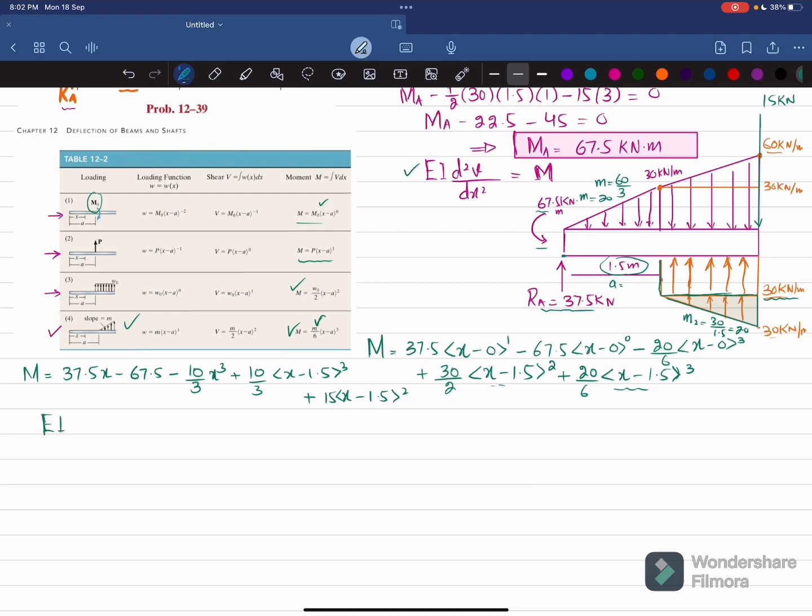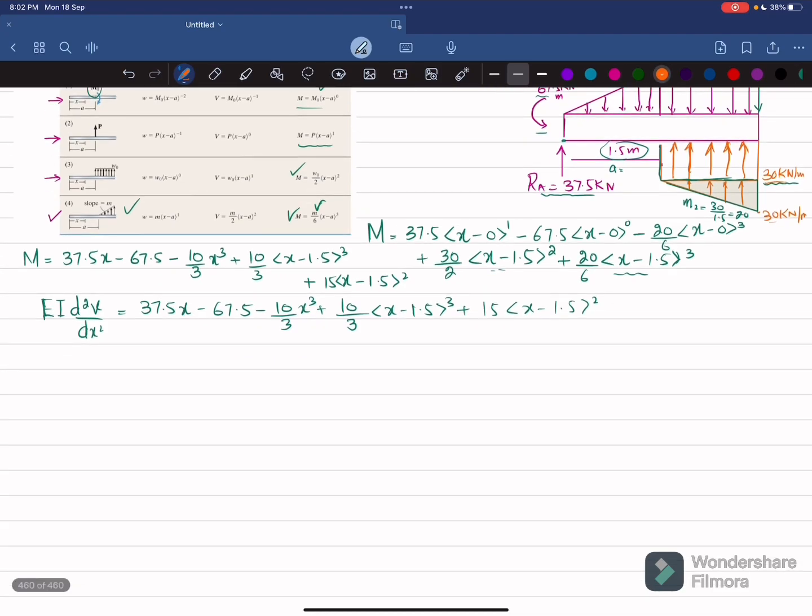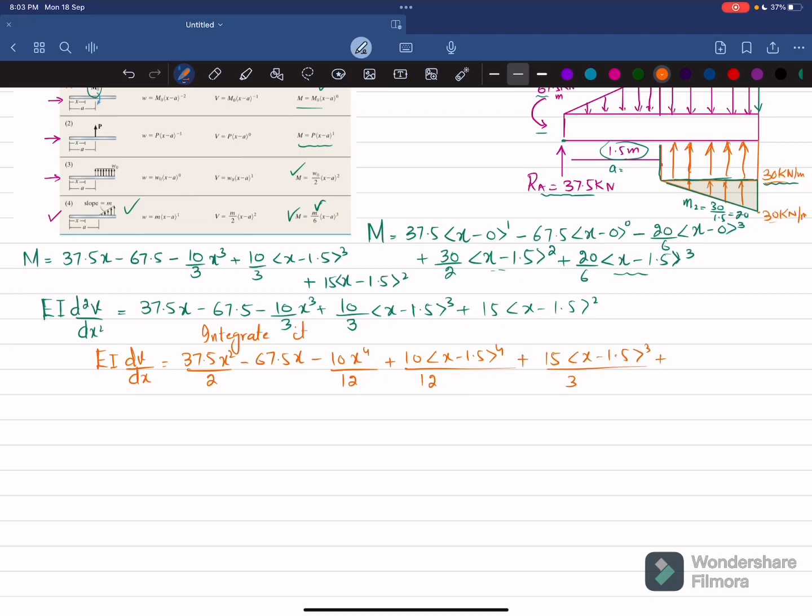So you will get EI into d square V over dx square equal to 37.5x minus 67.5 minus 10 over 3 x cube plus 10 by 3 into x minus 1.5 cube plus 15 into x minus 1.5 whole square. So what we will do is integrate this equation. So you will get EI into dV over dx equal to 37.5 x square divided by 2 minus 67.5 x minus 10 into x power 4 divided by 4 into 3, which is 12, plus 10 into x minus 1.5 power 4 divided by 4 into 3, 12, plus 15 into x minus 1.5 whole cube divided by 3 plus C1 x.